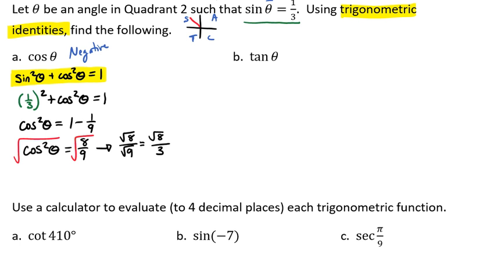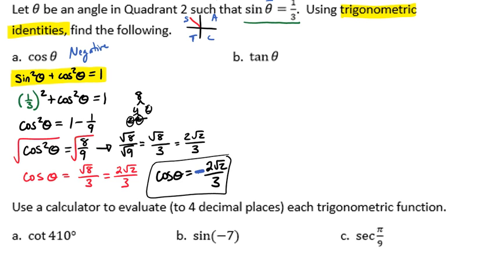That's going to give us the square root of 8 over the square root of 9, which is the square root of 8 over 3. Now, if we reduce the square root of 8 and make a factor tree, we see that we're going to have a pair of 2's that can come out, but a leftover 2 that stays in. So we'll have 2 radical 2 over 3. So here we have the cosine of theta equals the square root of 8 over 3, which simplifies to 2 radical 2 over 3. Now remember that our cosine is supposed to be negative because in the second quadrant, only sine and cosecant are going to be positive. So we have negative 2 radical 2 over 3.